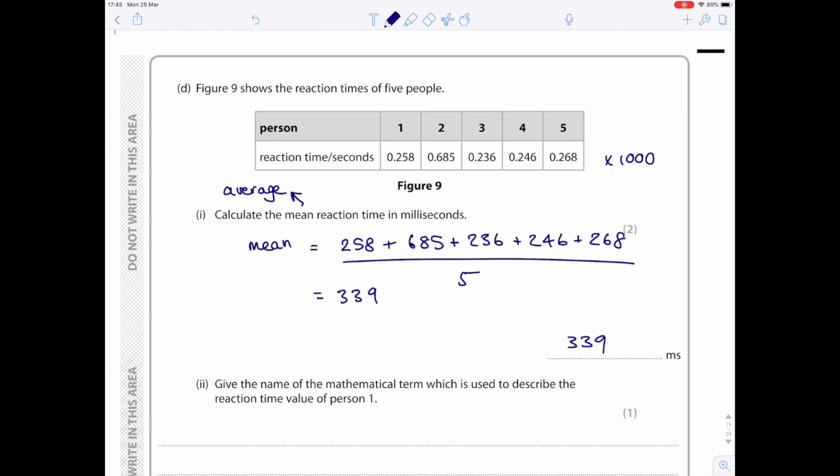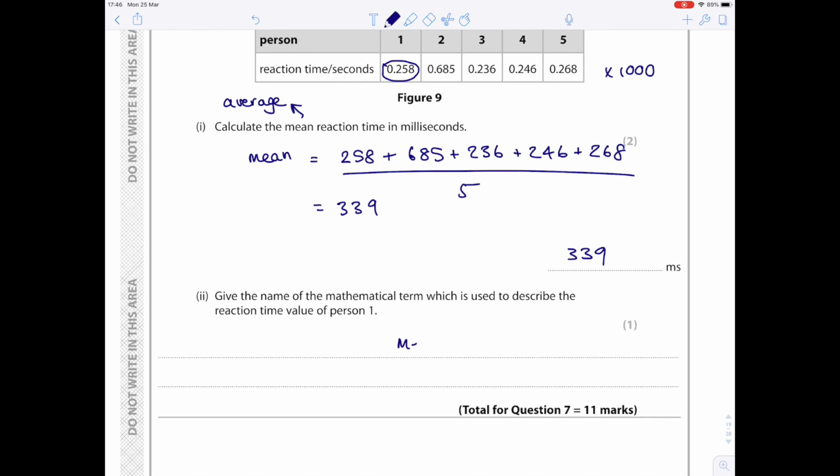Give the name of the mathematical term which is used to describe the reaction time value of person 1. I don't really know how you're supposed to just know this, but if we were to arrange these numbers in order, starting from the smallest, so I'm going to do that here, you can see that 0.258, which belongs to person 1, is the middle value once these numbers are placed in order, so we call that the median term.